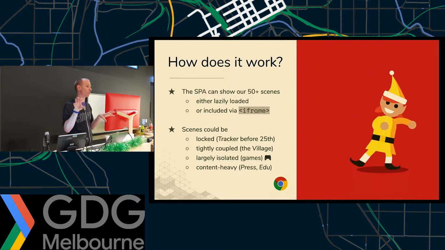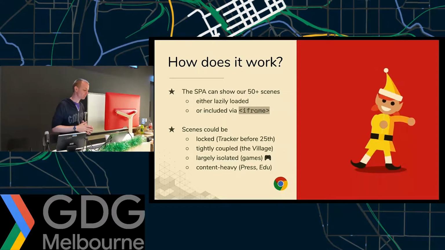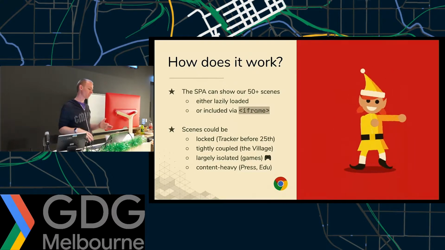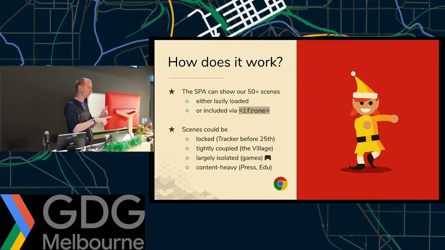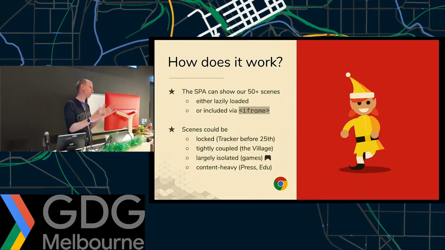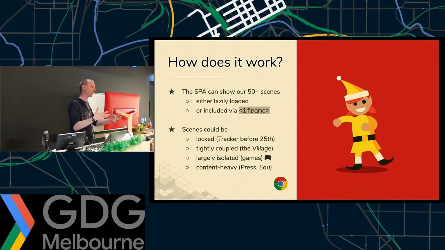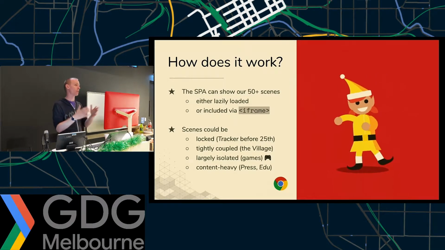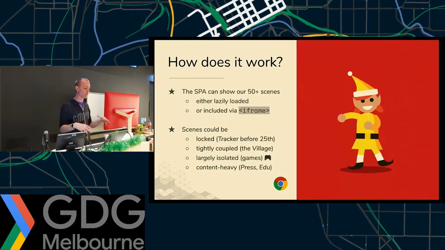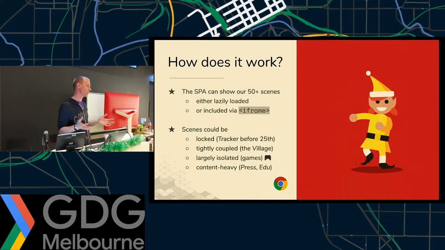Chrome or other browsers won't let you prompt that user for permissions because you're kind of breaking out of your box. Our scenes come in a bunch of categories. They're either locked, which is like the tracker, because you can't play it till the 25th or the 24th. They're either really tightly coupled with the app state, which is like the village, because we obviously show a lot of global state. We say, well, is this house unlocked? Can you play this today? Things like that. Most of our games are largely isolated.